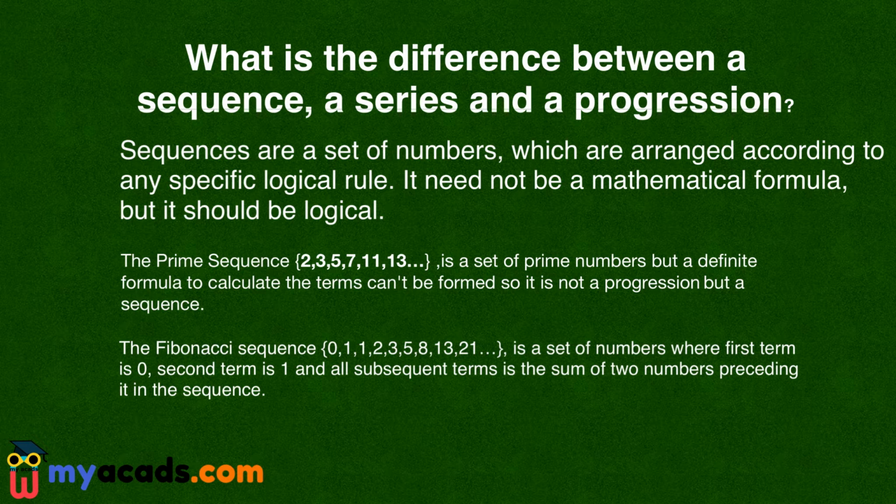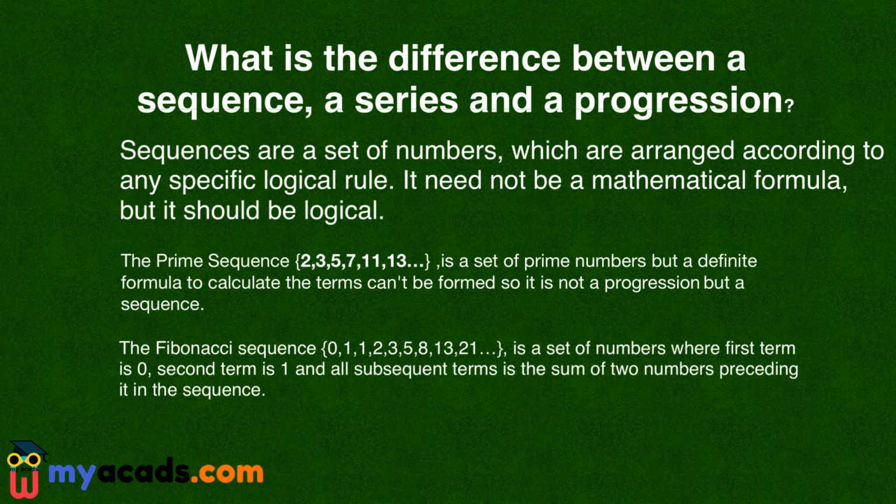A sequence is a set of numbers. There are certain numbers and we have formed a set out of these numbers. And how is this set formed? This set is formed according to some specific logical rule. By using that rule, I have formed a set of numbers. But remember that this rule is a logical rule. It is not necessarily a mathematical rule. It may be a mathematical rule, but it's not necessary. It may be any logical rule.